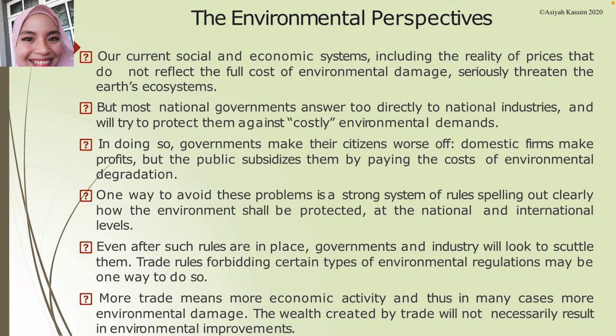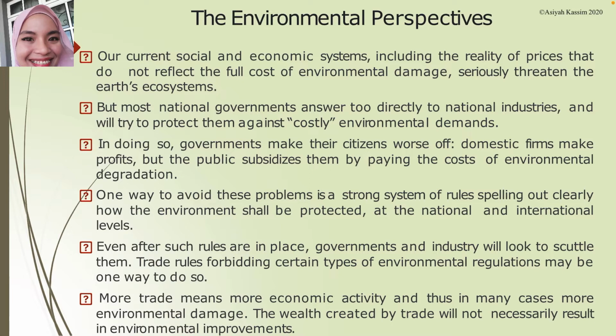So our current social and economic system includes the reality that prices do not reflect the full cost of our environmental damage. So we all know that environmental damage is something that we couldn't pay the price for. So in doing so, the government makes the people worse off. For example, our domestic firms make profit, but the public subsidizes them by paying the cost of environmental degradation.